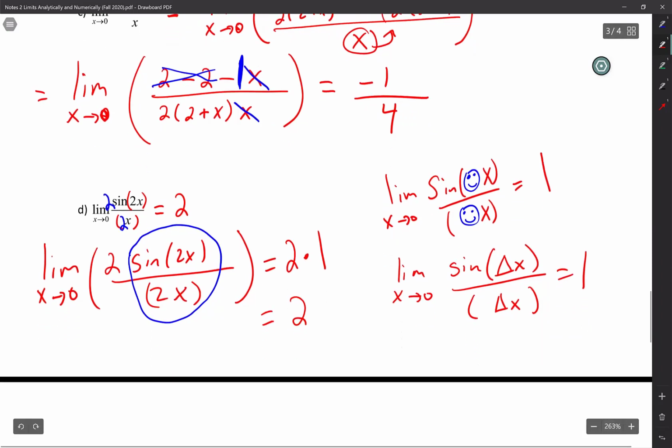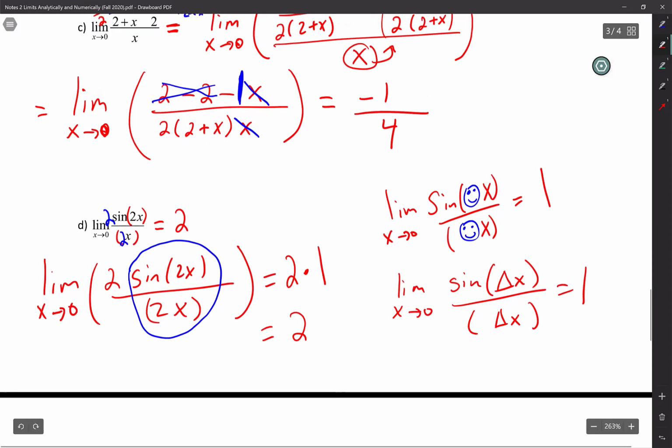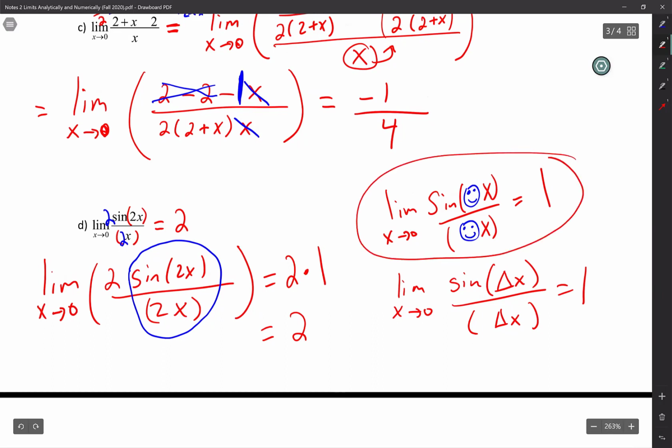Wait, all right. What's up? Why is sine of 2x over 2x 1? Oh, because of the happy face property. Sine of happy face x over happy face x is always going to be 1. Okay, I got it. Thank you.